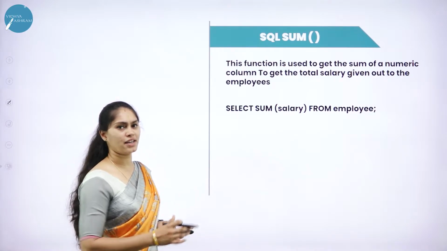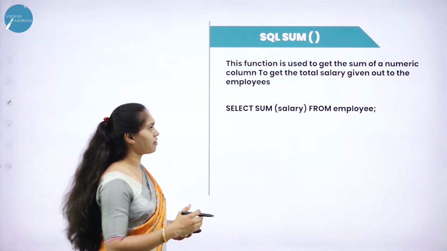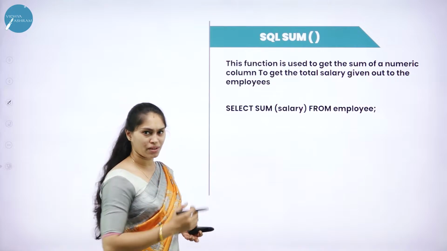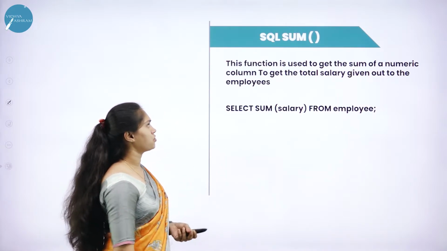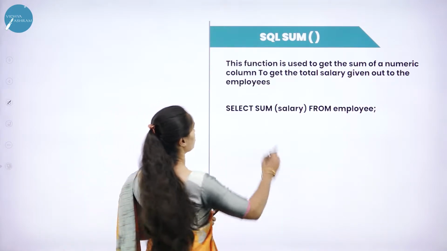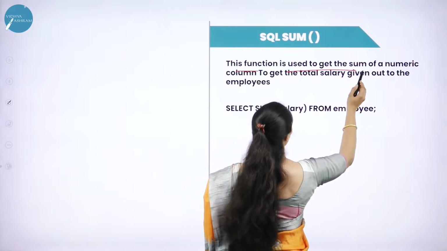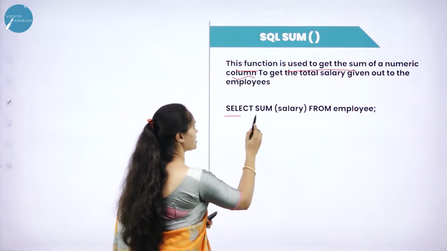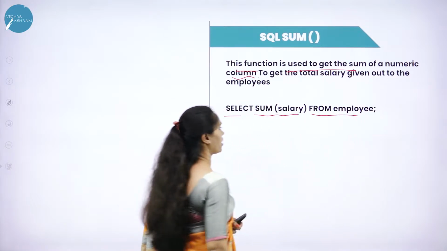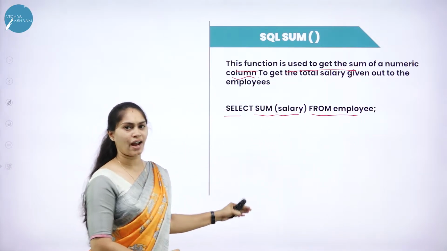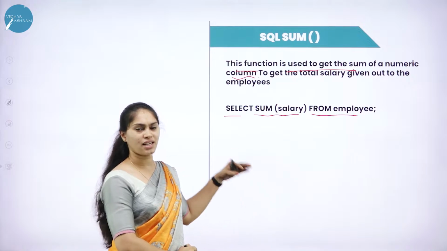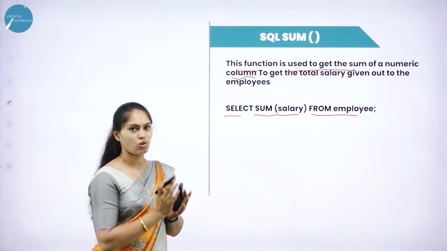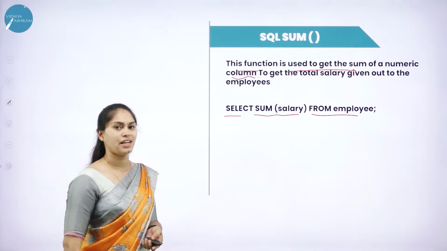If I wanted to sum up all the values of a numeric column, then we are going to use this SUM function. This function is used to get the sum of a numeric column value. You can see here, SELECT SUM(salary) FROM employee. At that time it will add the salary of all the employees and return one numeric value. That is related to SQL SUM.